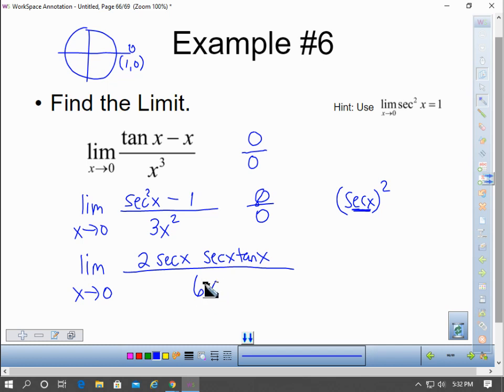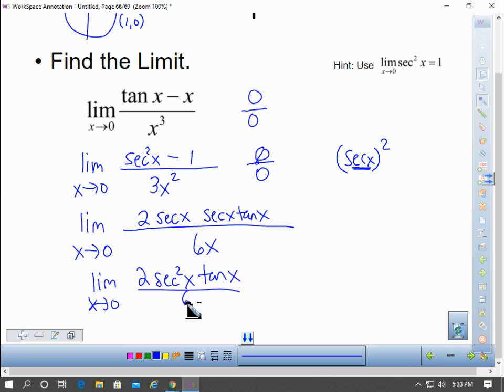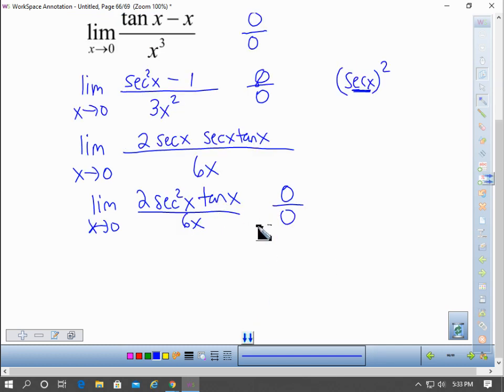All right. So now if we simplify that a little bit, that's going to give us 2 secant squared x tangent x over 6x. That's what you get when you simplify that. So when you plug in 0, well, we already know the tangent of 0 is 0, and then we're putting a 0 in the 6x. So I'm getting 0 over 0 again. Oh my goodness gracious, when is this ever going to quit? Right? So I'm getting an indeterminate form again. So I'm going to do L'Hopital's rule again.